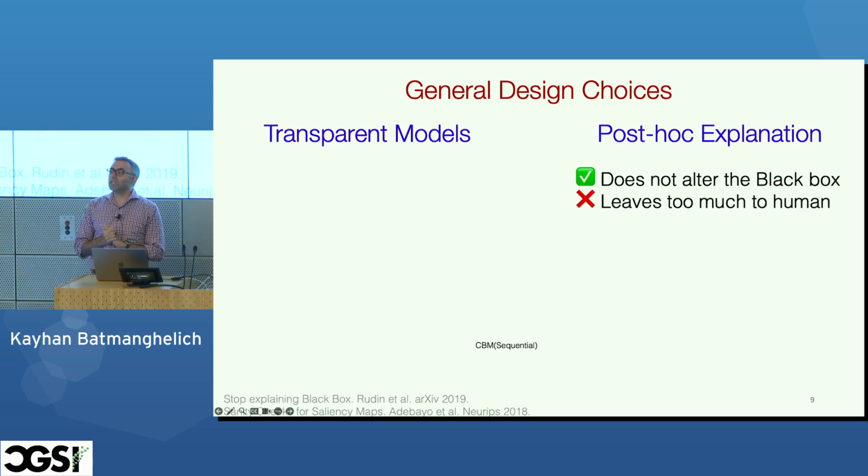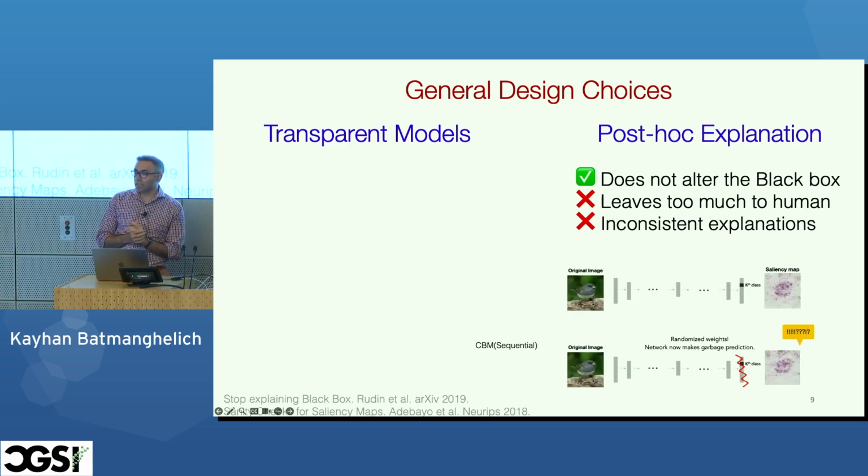However, it usually leaves too much of the explanation to the human. And human interpretation is subjective and also vulnerable to confirmation bias. There have been several studies that show that it may result in inconsistent explanations. For example, in this work, the authors showed that if you change the explanation for one class versus another one, the interpretation does not change that much. That leaves so much of the interpretation to the eyes of the human, which makes it very subjective.